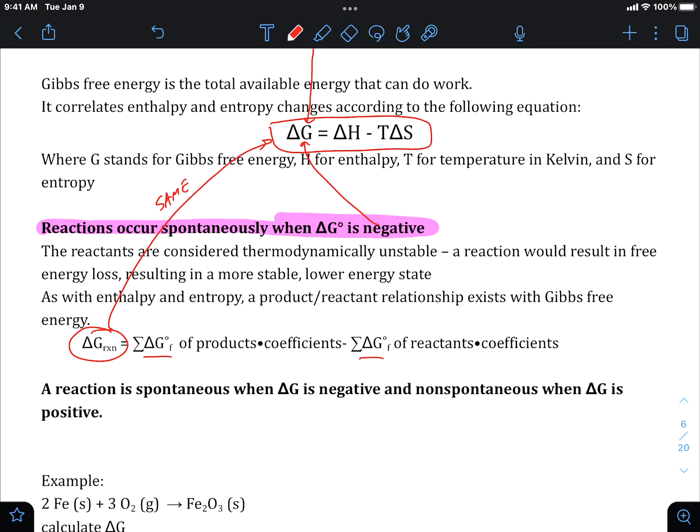But I'm going to tell you that on the AP exam, they will not give you delta G values. So it's kind of a moot point. So you will need to calculate delta H and delta S independently.